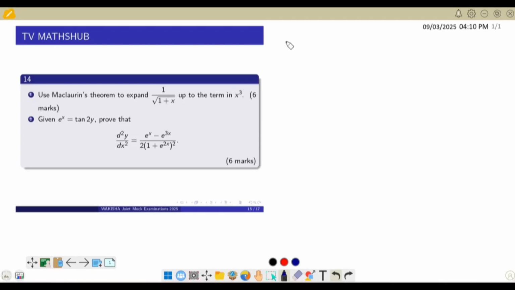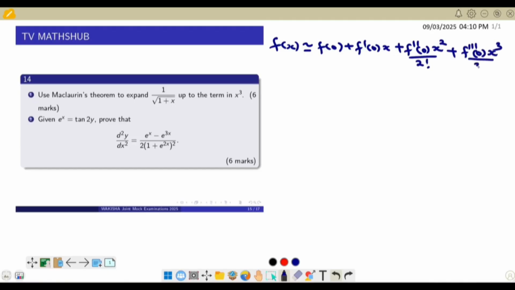So we need to refer to the Maclaurin theorem, which says that if you have f of x, then f of x is approximately equal to f of 0 plus f derivative of 0 times x, plus f double derivative of 0 times x squared divided by 2 factorial, plus f triple derivative of 0 times x to the power 3 divided by 3 factorial, and so on. So this is by Maclaurin's theorem.